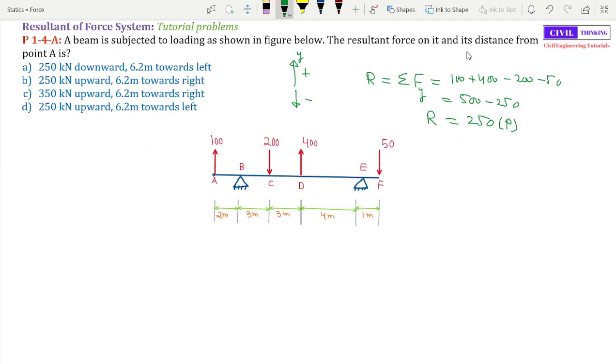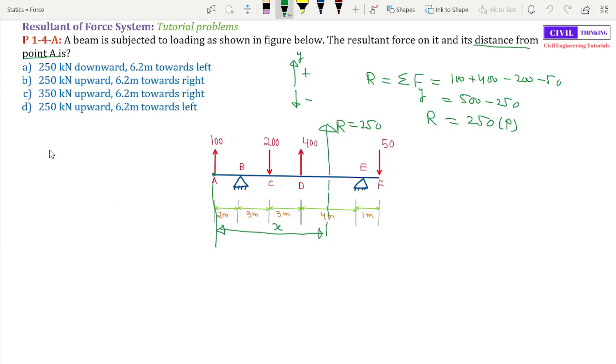Now we have to find its distance from point A. We have to find the location of the resultant from point A. Now the resultant can be anywhere on this beam, right? So let's assume the resultant is here, which is 250, and it is upwards. We have to find the distance of this resultant from point A. We don't know it yet, so let us assume the distance of the resultant from point A is x.